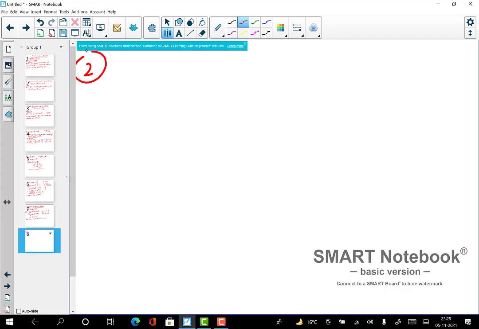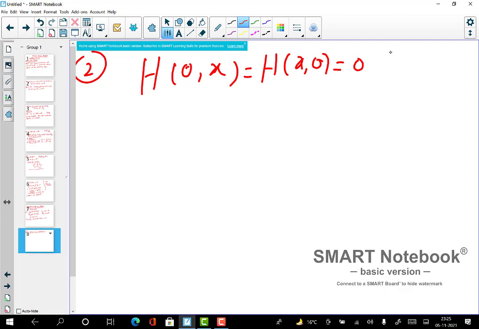Number two, second property. What happens if you fix one coordinate, I mean if you put a 0 in one coordinate and the other coordinate you vary? For example, if you want to write down h of the 0 vector with another vector x, or you start with the vector x and then 0, the answer is 0 always. Why is it 0? This is for all x belonging to the vector space.